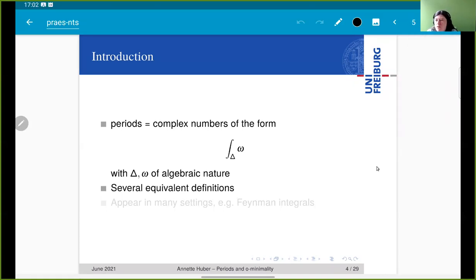There are several equivalent definitions around, and with several, I mean like a dozen. Some of them are just slight variations of things, but then there are also really big different types of definitions of what a period number could be. They appear in many different settings. So one setting where they appear is in quantum field theory, is Feynman integrals. So this explains the interest of people with a background in mathematical physics. So this talk won't mention mathematical physics at all. That's not where I come from, but it explains the interests of other people.